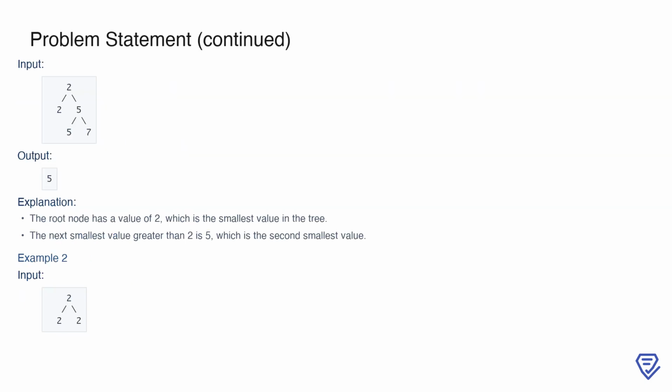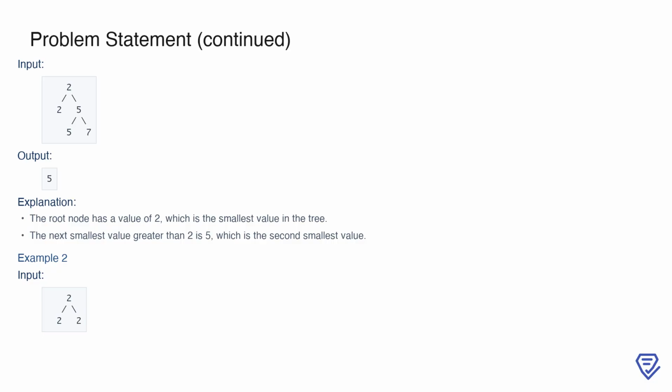Take a look at the first example. The tree's root node has a value of 2, and its 2 children are 2 and 5. The right child, which has a value of 5, also has 2 children, 5 and 7. In this tree, the smallest value is 2, which is at the root. To find the second smallest value, we look for the next smallest number greater than 2. Here, that value is 5, so the output for this example is 5.